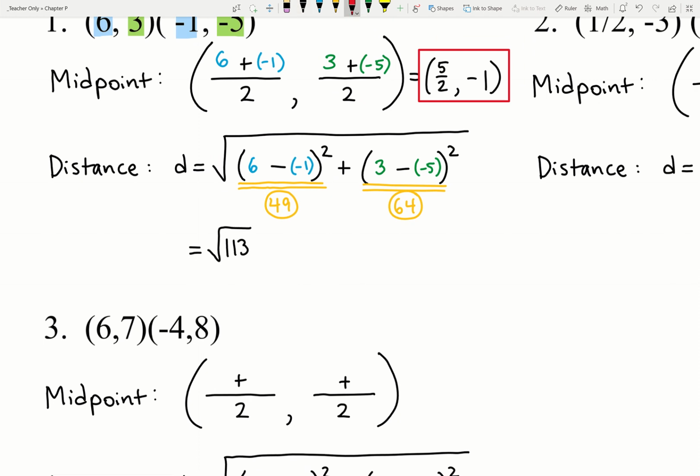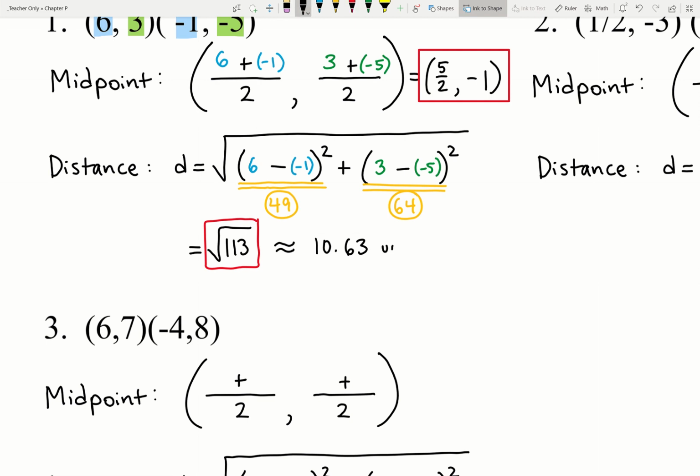So if the directions had asked us for an exact answer, the only thing we would need to do is check to see if this is a square root that we could write in simplest radical form. And I will spoil the punchline here. 113 is a prime number, so there's no other numbers that go into it besides 1 and 113. So there's no way to really break up a 113. So that would be our exact answer. And then, since this is a distance, we might be interested in the approximate value of this. And if you were to punch that into the calculator, you would get 10.63 units, okay?